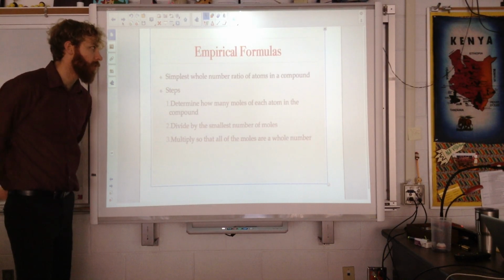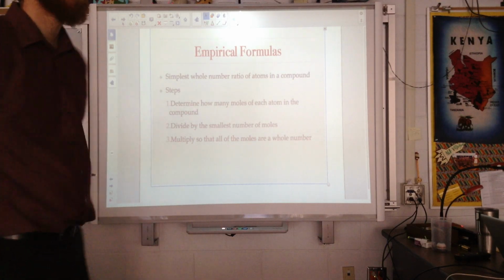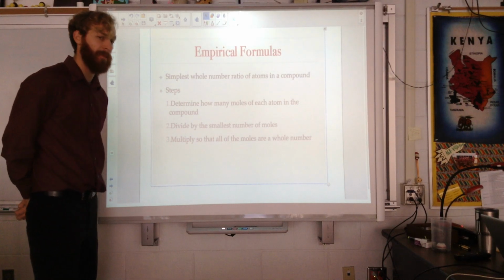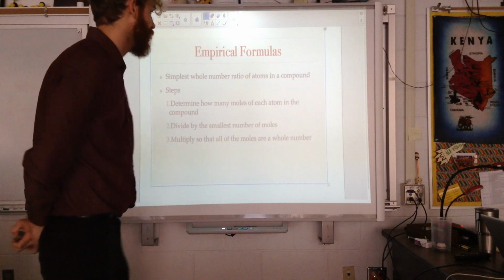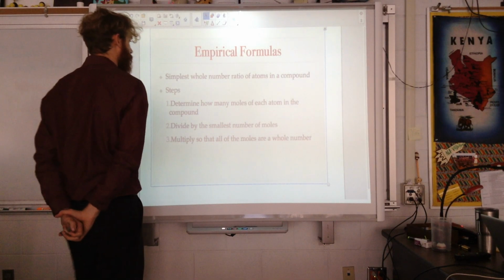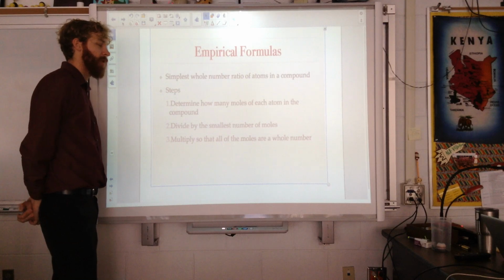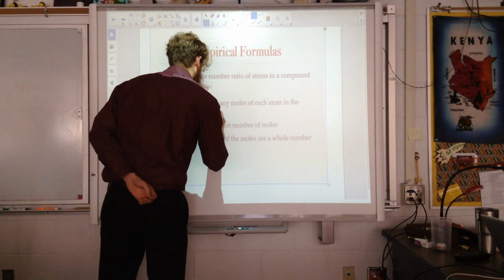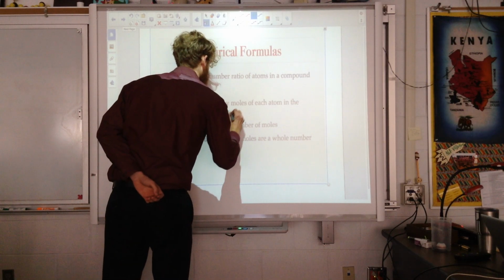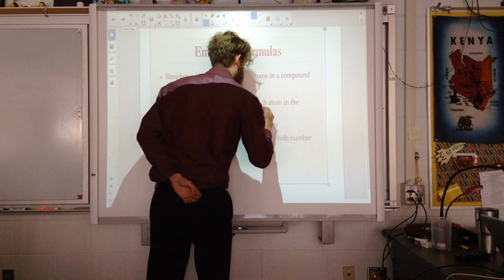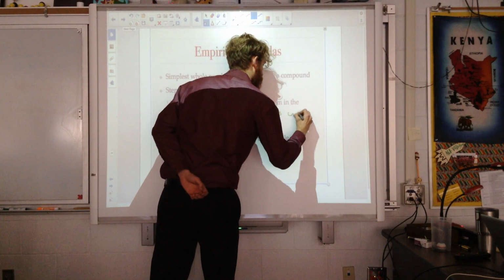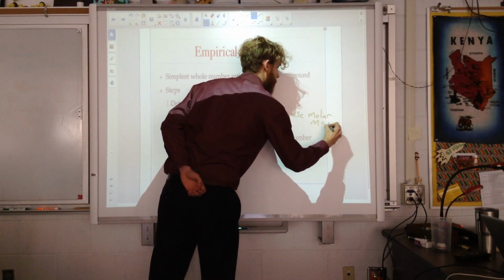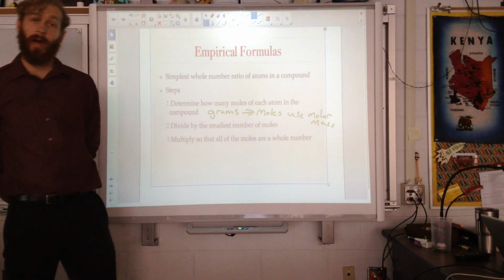So when you are calculating an empirical formula, the first thing you have to do is determine how many moles of each atom are in the compound. So we're going to have grams of an element in a compound, and we've got to get it to moles. The way we go from grams to moles, we have to use our molar mass. So the first part, we're going to be using molar mass.